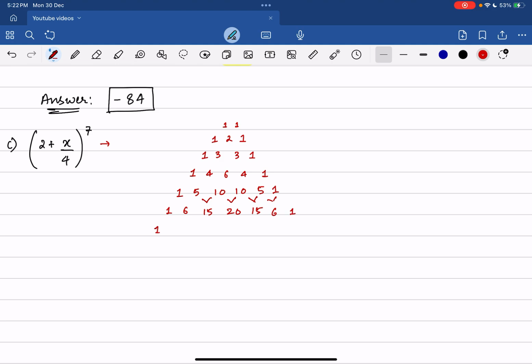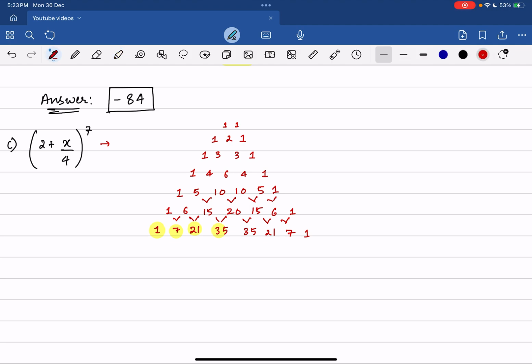We're almost there. Hold on, guys. So 1 plus 6, 7. 15 plus 6 is 21. This is 35. This is 35 again. This is 21. And that's 7 to end with 7. Okay. Which means when I'm going to expand, first term will have coefficient 1. Second term will have coefficient 7. Third term will have coefficient 21. And so on and so forth.